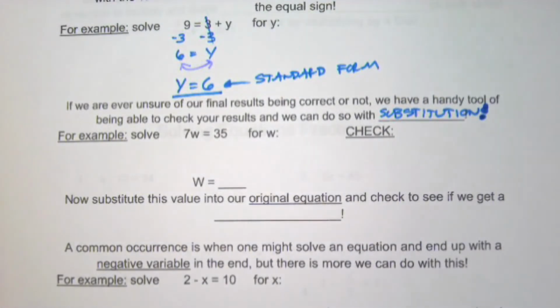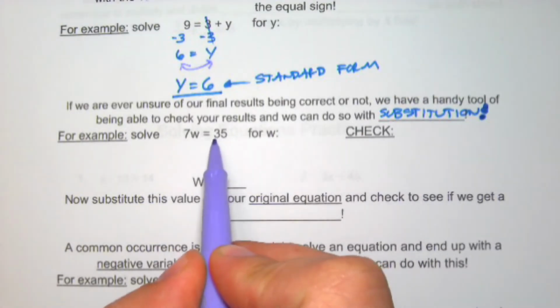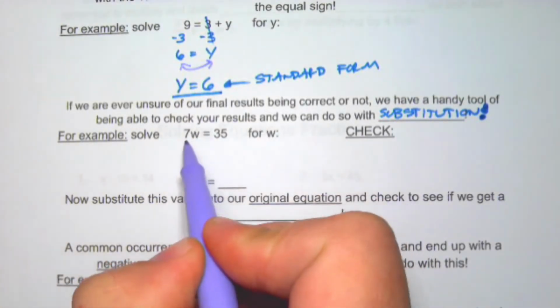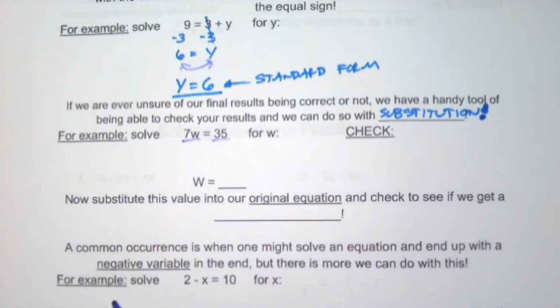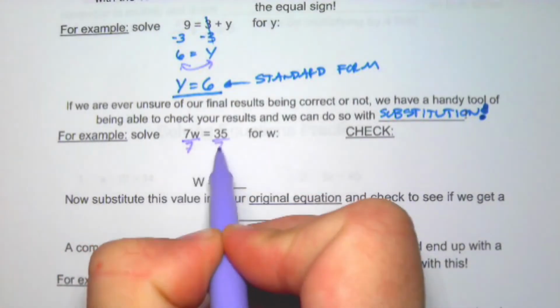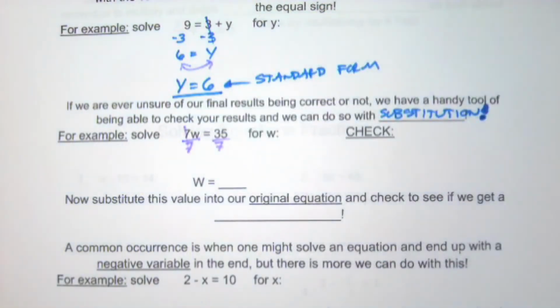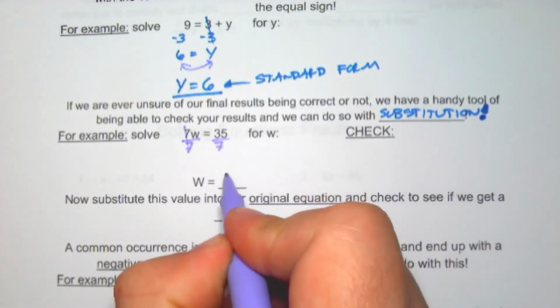So let's see how this works. Substitution. First, let's solve an equation: 7 times w equals 35, and we're going to solve for w. Well, I see multiplication, so I want to use division. If I'm multiplying by 7, I want to divide that away onto the other side. Those 7s will cancel out for me. So w will be equal to 35 divided by 7, which is 5.